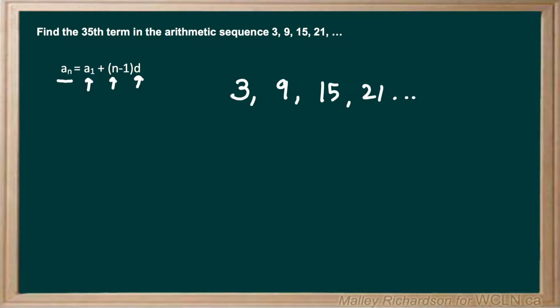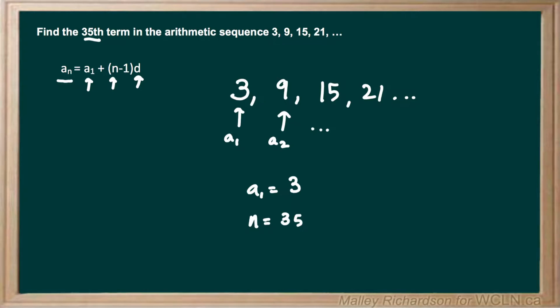Because 3 is our first term in our sequence, we know that 3 is going to be a1. 9 is our second term, so it is a2, and so on. So a1 equals 3. But we still need to find n and d. Well, n is whatever term we're solving for. We're solving for the 35th term, so n is going to equal 35, as given to us in the question above.